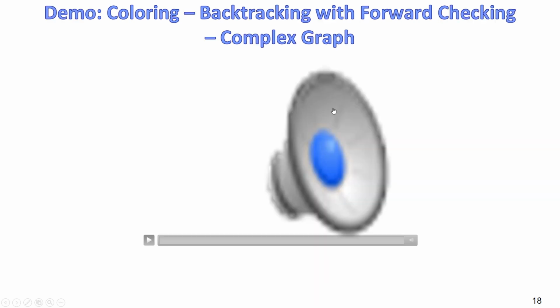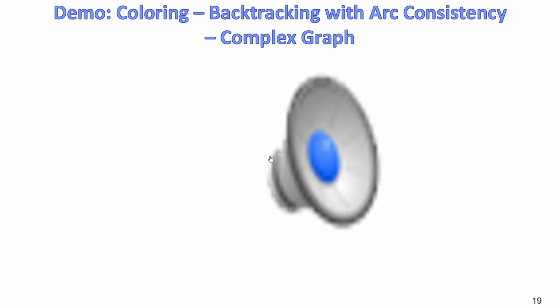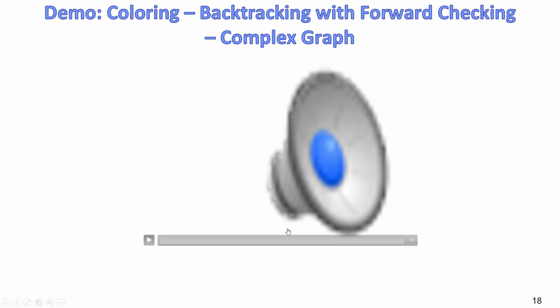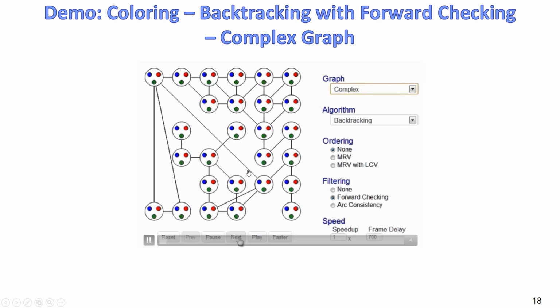Okay, now let me show you a demo that will show you, I hope clearly, the difference between the performance of forward checking and the performance of arc consistency. So let's see this. So again, this complex map coloring problem. The domains are inside each of the nodes, which are the variables that we want to color. And here we are doing forward checking.